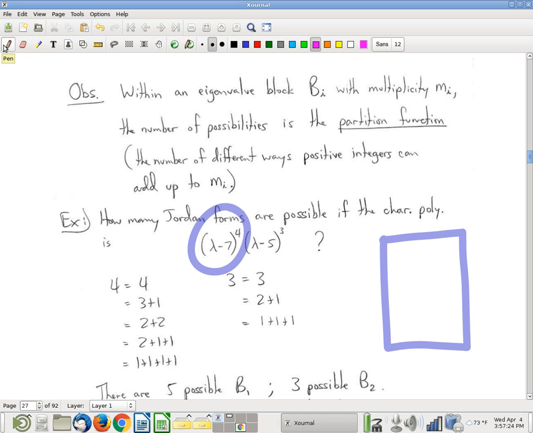Well, there could be, I suppose, a single 4 by 4 Jordan block, or maybe there could be a 3 by 3 and a 1 by 1, or also possible there could be a 2 by 2 and another 2 by 2. Or I suppose it's possible there's a 2 by 2 followed by a 1 by 1 and a 1 by 1.